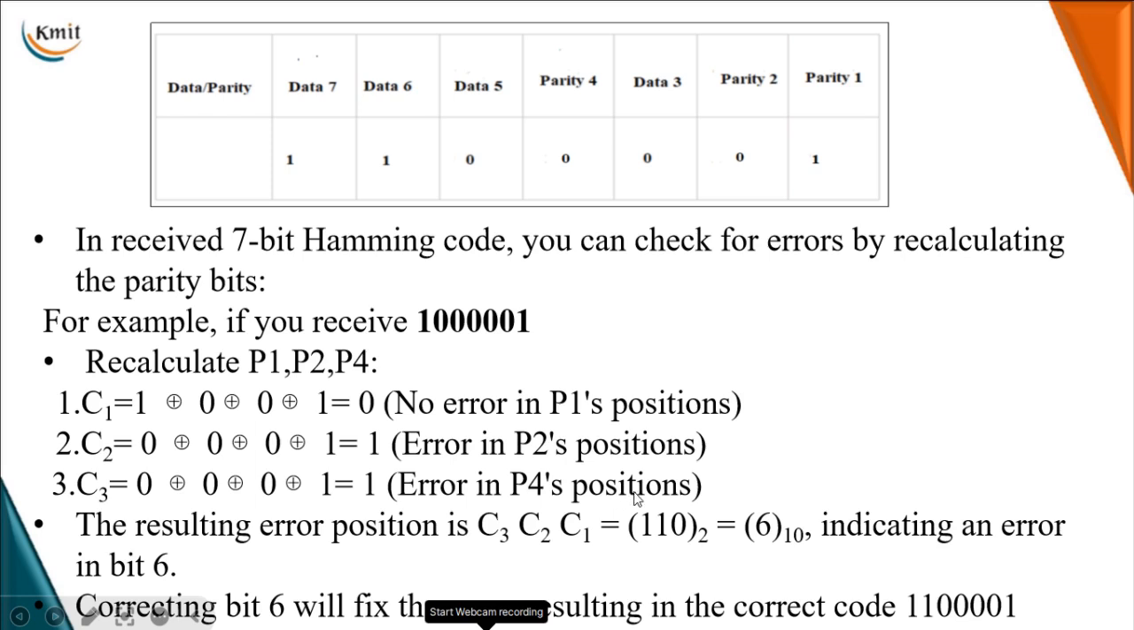So this is about our Hamming code technique of identifying errors. The next class will start Boolean algebra.